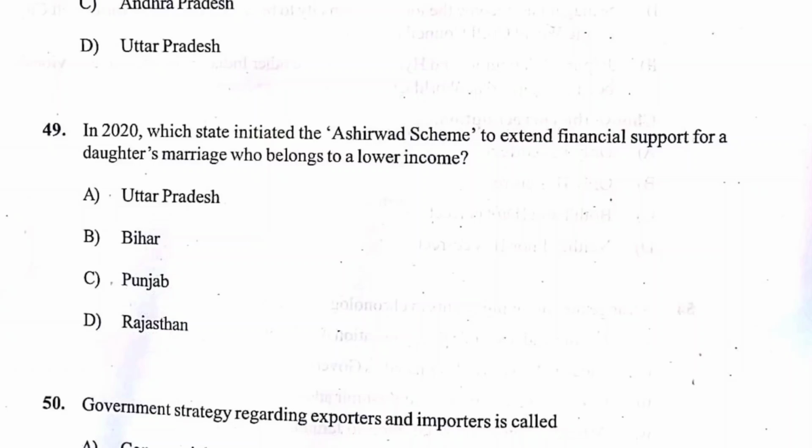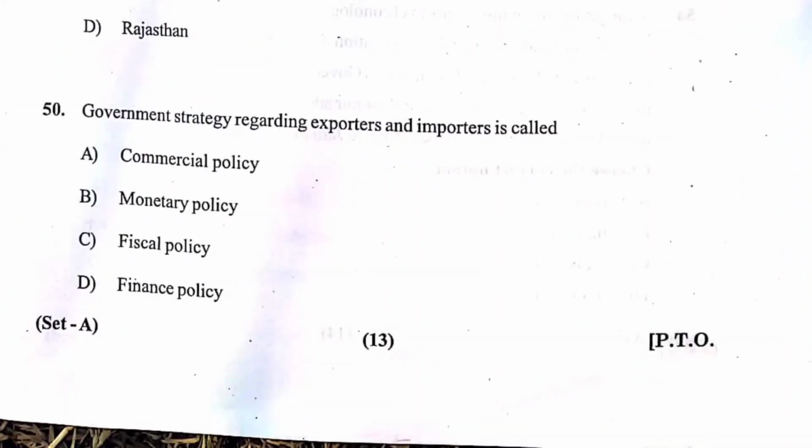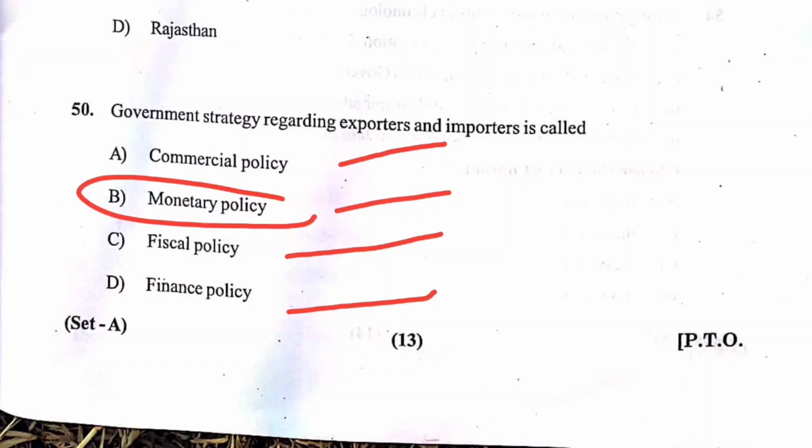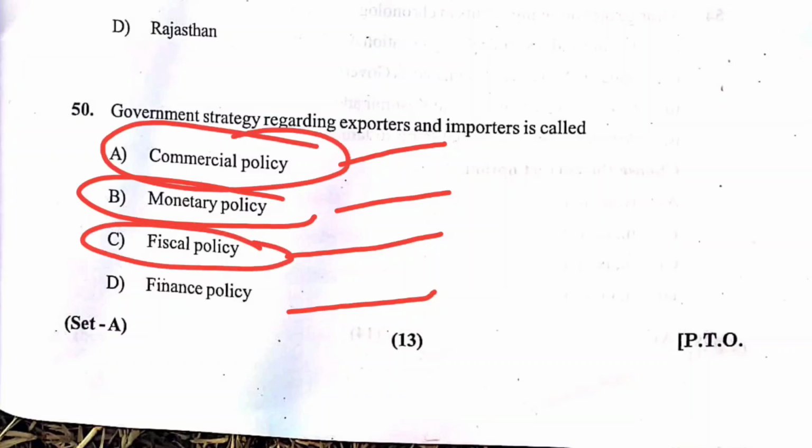Next question is, government strategy regarding exporters and importers is called. Options are commercial policy, monetary policy, fiscal policy, or finance policy. So monetary policy is not correct. It is used by the RBI. Fiscal policy is regarding the tax and expenditure. So I guess the commercial policy should be correct option.